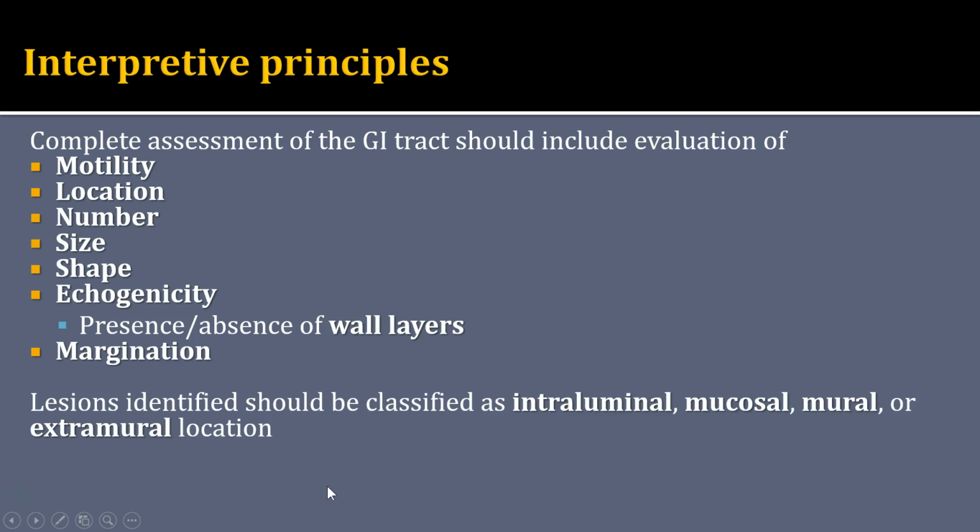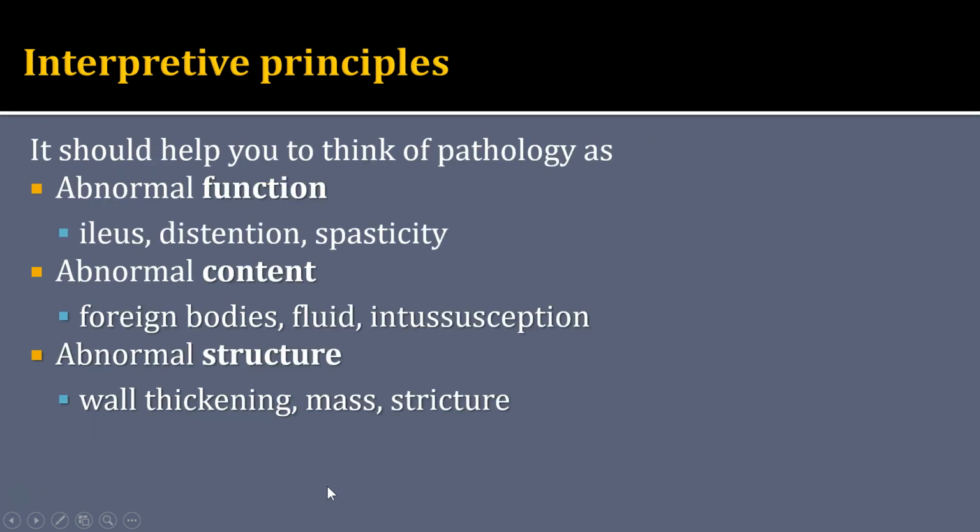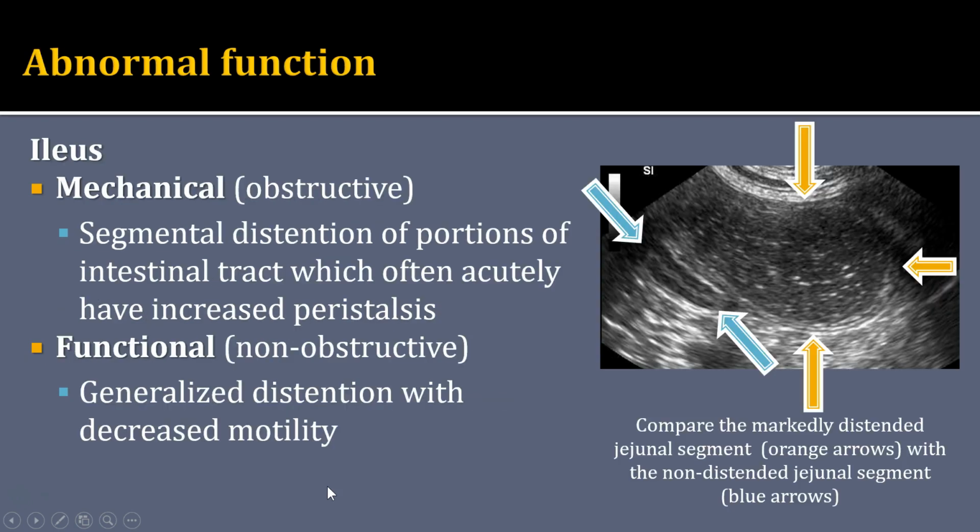As you've already learned, lesions can be classified into intraluminal, mucosal, mural, or extramural, and we'll maybe talk about that as we go through examples. When we look at ultrasound of our GI tract, I think it can help us to think of pathology as abnormal function, abnormal content, or abnormal structure. Now, under abnormal structure, I've listed stricture as a possible abnormal structure, but we're not going to talk about that because strictures are very challenging to identify with ultrasound.